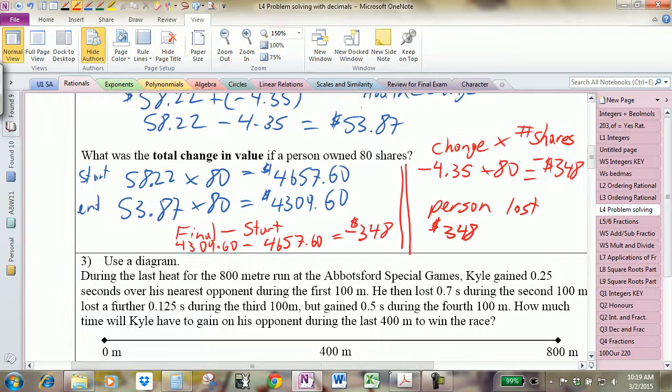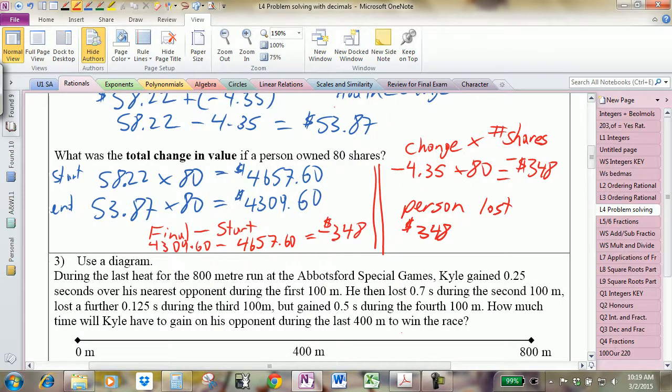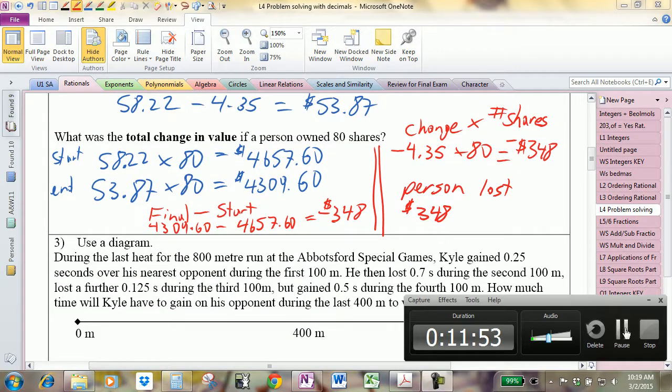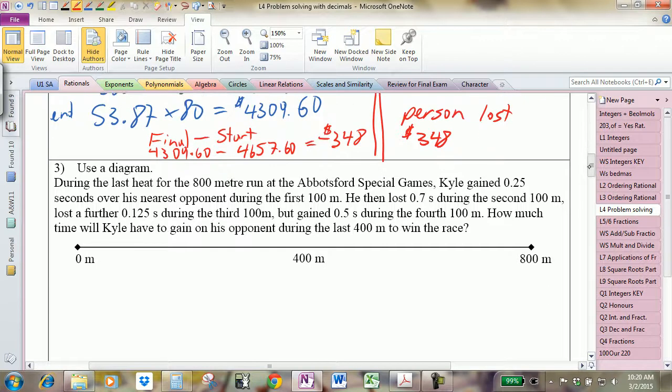Okay. All right, so number 3, it's taken very similar to one in the textbook. Please read it, underline the important information. Go. So you should have underlined gained 0.25. Gained indicates that's a plus number. Lost indicates a negative number. Gained, so it's an additional number. So what we're going to do is use a diagram to help us.